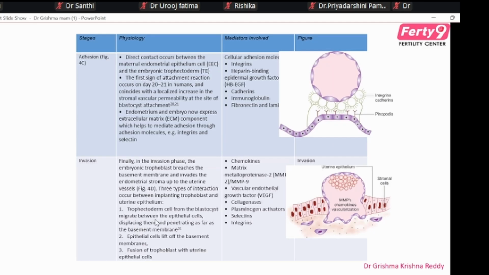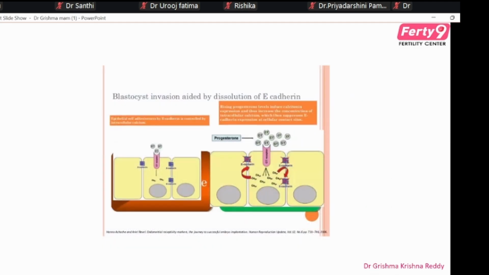Like trophectoderm cells migrate between the epithelial cells and then penetrate as far as the basement membrane. Then epithelial cells lift off the basement membrane. Then there will be the fusion of trophoblast with epithelial cells. So VEGF, collagenases, plasminogen activator, because it has to disrupt the endometrial layers and go, all this will play a role. So this is blastocyst invasion aided by dissolution of E-cadherin.